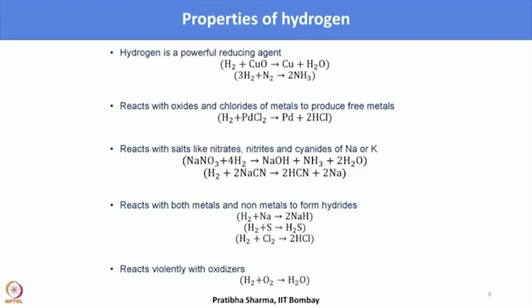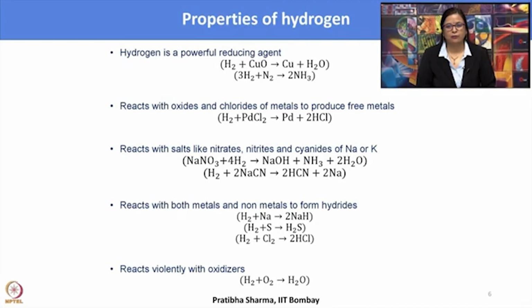If we look at the chemical properties of hydrogen, we know that hydrogen is a powerful reducing agent and it can react with a large number of salts, oxides, chlorides, nitrates, nitrites, and cyanides to convert them into free metal. It can react with most of the elements in the periodic table, both metals and non-metals, to form hydrides. It can react with various oxidizers producing a lot of heat. It reacts violently with these oxidizers.